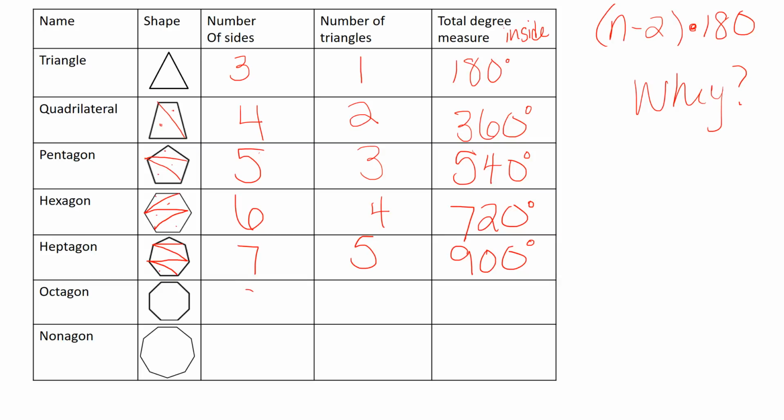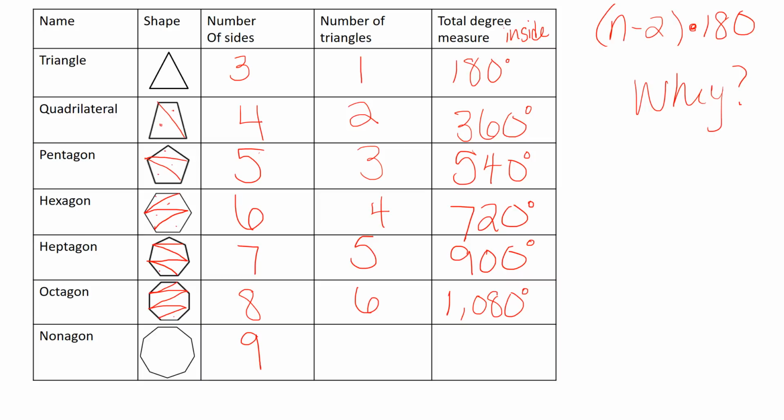Moving on to an octagon that has 8 sides, and I'm sure you can see the pattern here. We're going to end up with 1, 2, 3, 4, 5, 6 triangles that make up an octagon. So if we take 180 triangle degrees times 6, we get 1080 degrees.